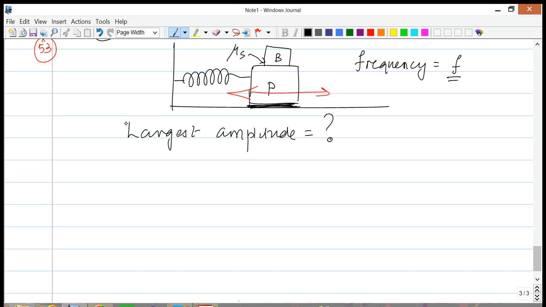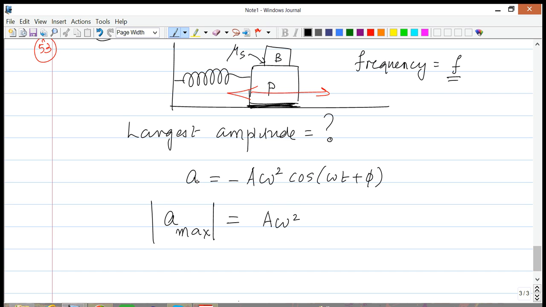In order to achieve this, we'll use the simple fact that acceleration is given as a function of time according to the relation negative A times omega square times cosine of omega t plus phi. This is something that we know. You could go back into your notes and take a look at it. Since we know this, the magnitude of the maximum acceleration is going to be A times omega square.